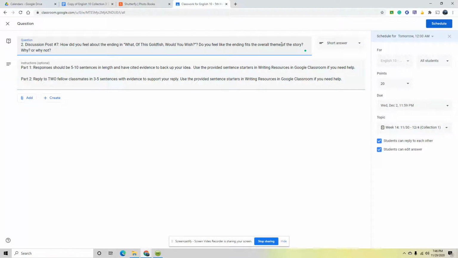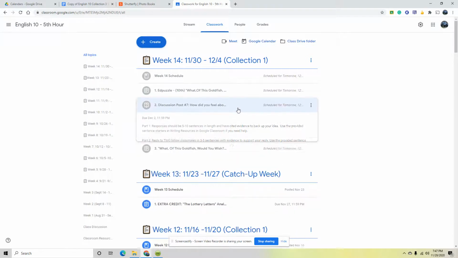Sentence starters are in writing resources in Google Classroom, and then you need to reply to 2 classmates. And those sentence starters, you also have those provided for you. So please make sure that you are answering all of these questions. You've got one question mark here, and then the why or why not, fitting into the theme of the story. So that is your discussion post.